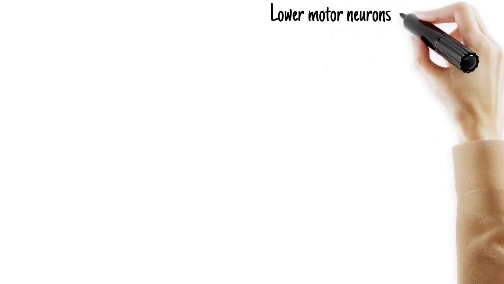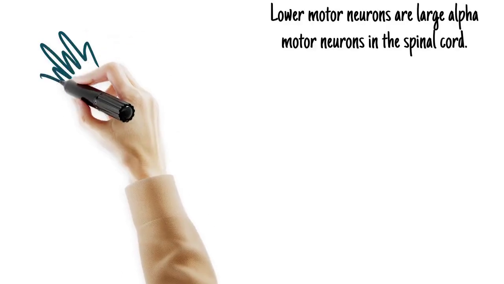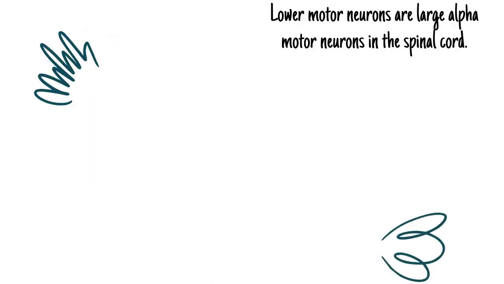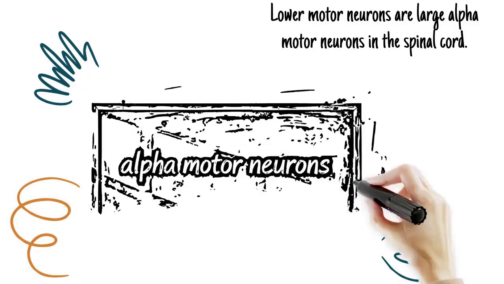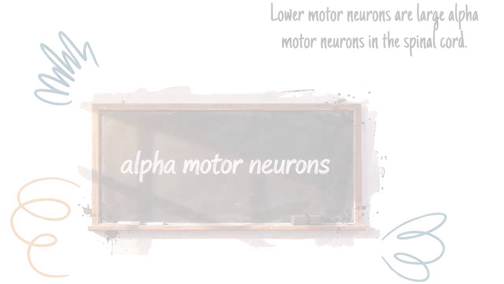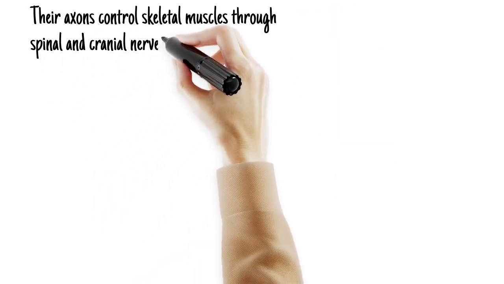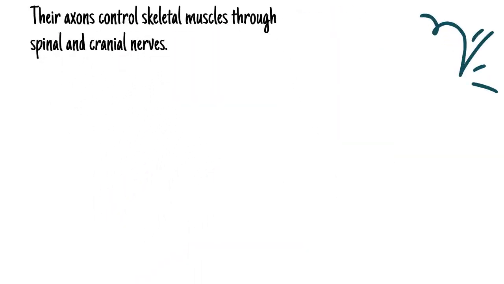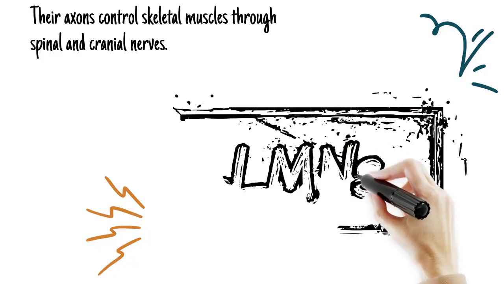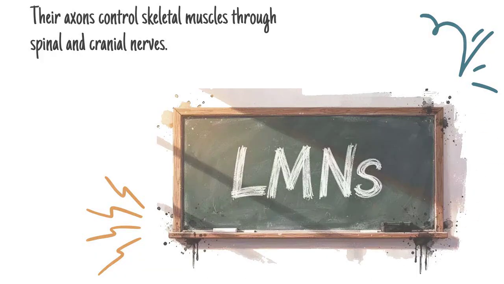Lower motor neurons are large alpha motor neurons sitting in the ventral horns of the spinal cord, as well as in specific brainstem nuclei: the facial nucleus, the trigeminal motor nucleus, the nucleus ambiguus, and the hypoglossal nucleus. Their axons travel outward through spinal and cranial nerves to physically contact and control skeletal muscles. These neurons are called the final common pathway for all movement, both voluntary and reflex.